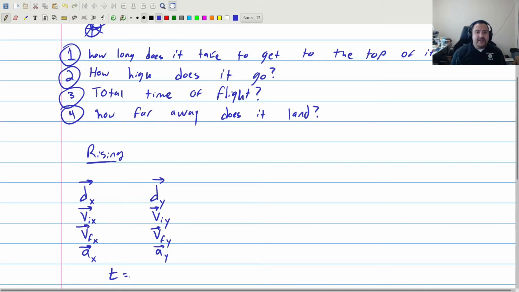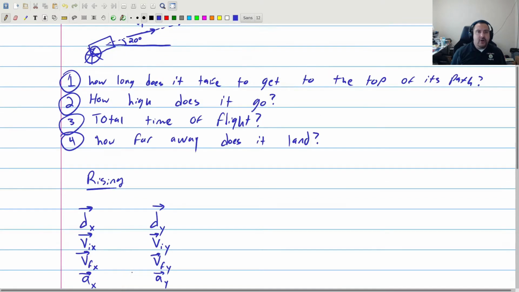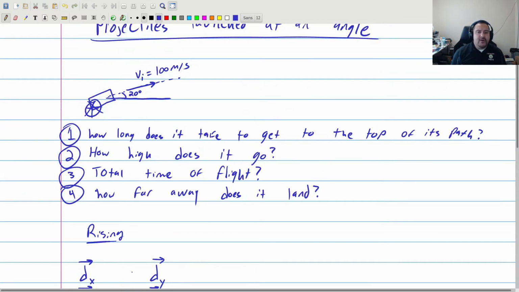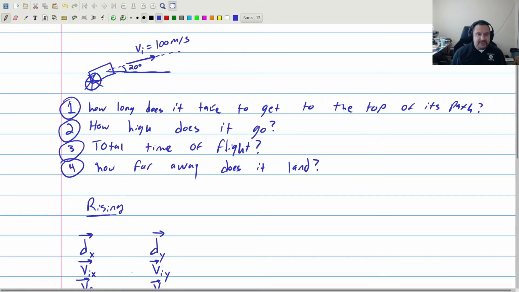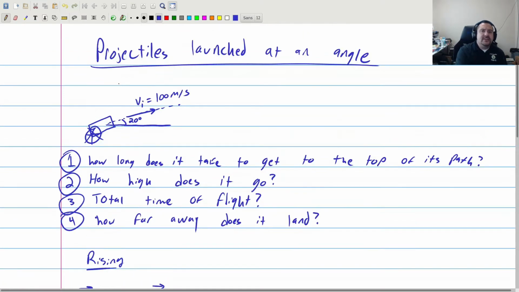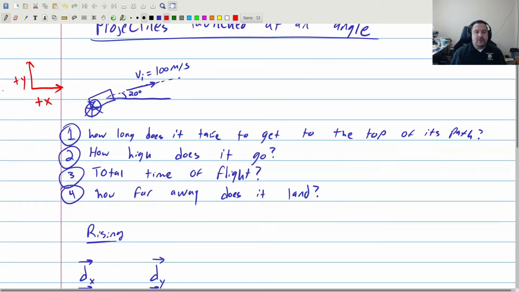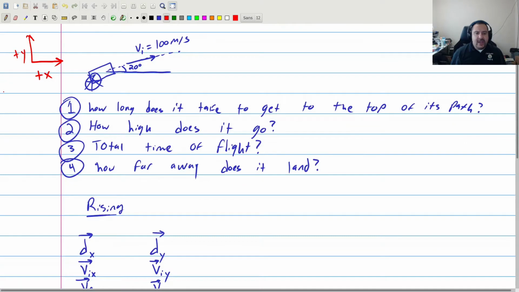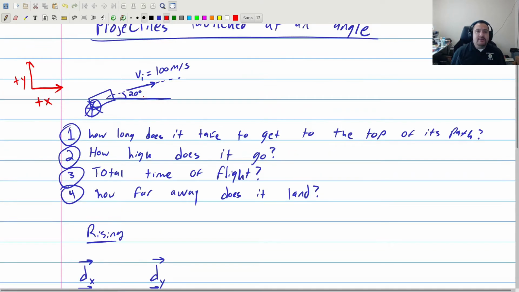So let's start by figuring out the pieces that we already know from the problem. Well, turns out there's precious little. Let's decide that to the right is going to be positive x, and upward is going to be positive y. Well, we don't know how far this is going to go. We don't know how high it's gone. We don't know either V initial y or V initial x. But what we do have is this initial velocity at a strange 20-degree angle.